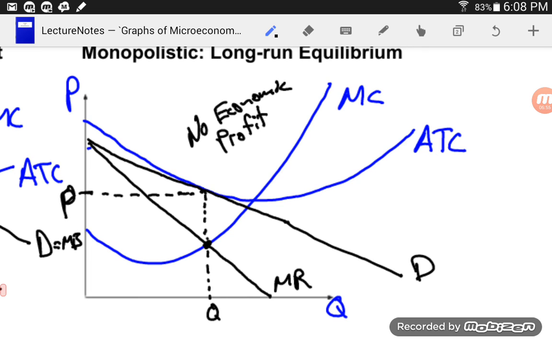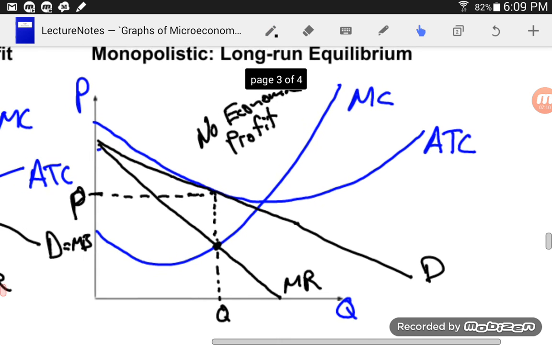And then just like we saw with perfect competition, we're going to have to make a decision. Do we close now or do we stay open? So in the long run, there's no economic profit.